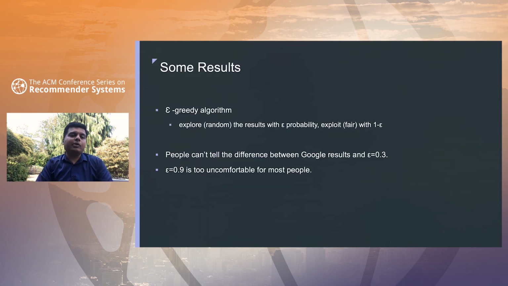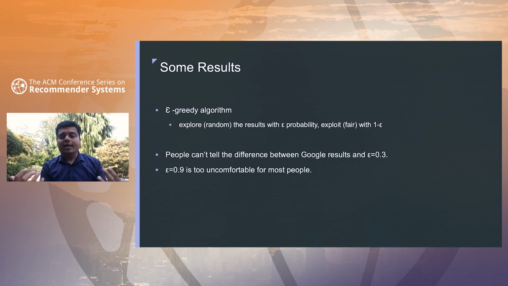And we find that in many cases, they don't, right? So we implemented an epsilon greedy algorithm, where epsilon indicates the amount of exploration we want to do, and 1 minus epsilon is that much exploitation we want to do. When epsilon is 0.3, which means 70% of what you see comes from Google directly in that rank order, but 30% comes through some exploration, people can't tell the difference.